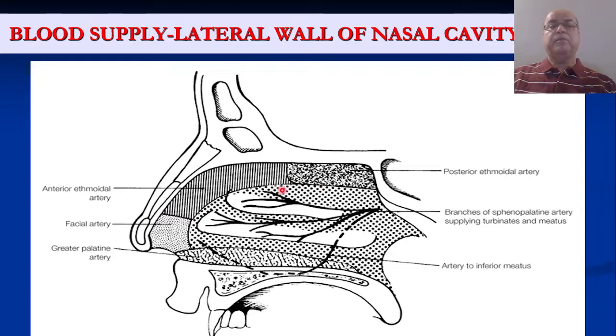So this is the blood supply of the lateral wall of the nasal cavity. Again, there is the posterior ethmoidal and anterior ethmoidal artery, which also supplies branches of the sphenopalatine artery, then branches of the artery of the inferior meatus, greater palatine artery and facial artery. They supply the lateral wall of the nasal cavity.